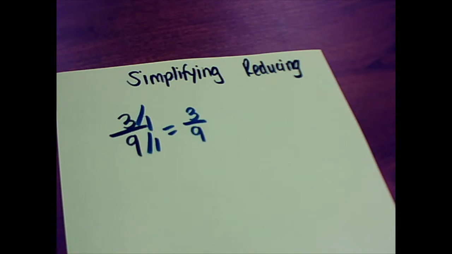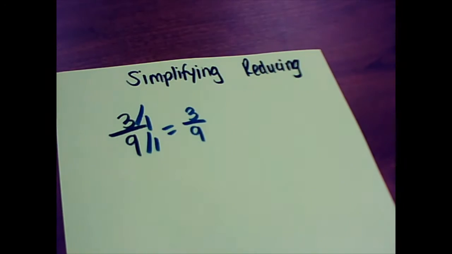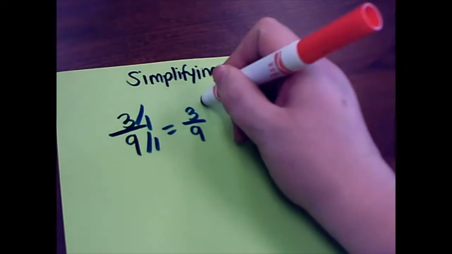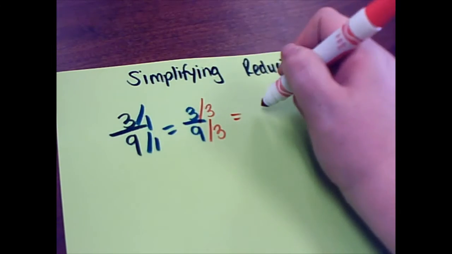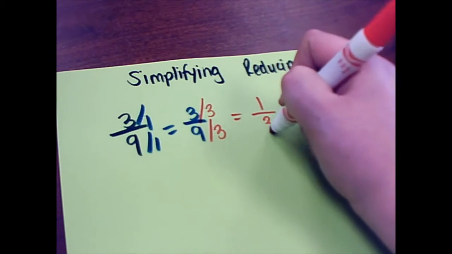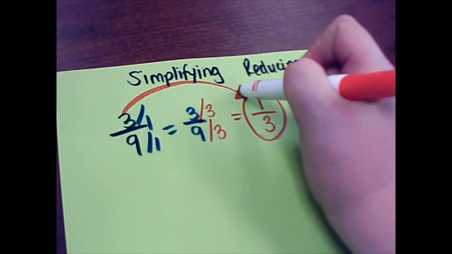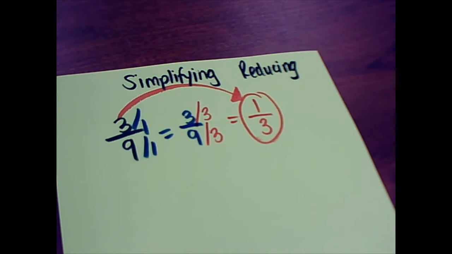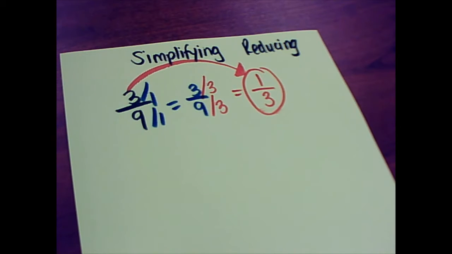So then I start thinking about my multiples of 3. And I know that 3 can go into 3, and I know that 9 can go into 3. So 3 would be a good number for me to choose. 3 goes into 3 1 time. 3 goes into 9 3 times. So 3/9 would actually also equal 1/3. That's simplifying or reducing fractions.